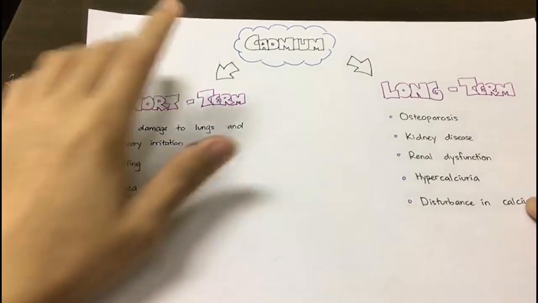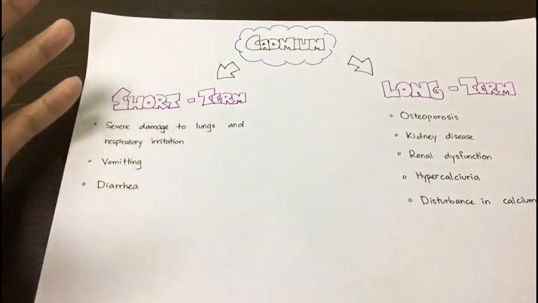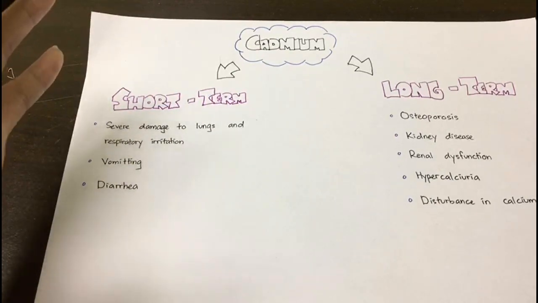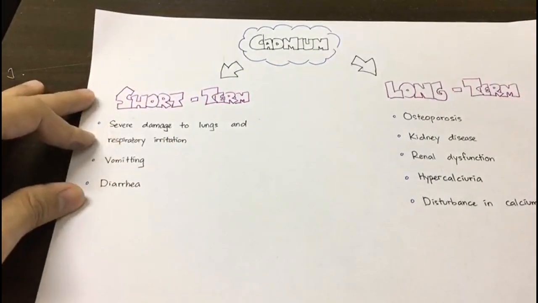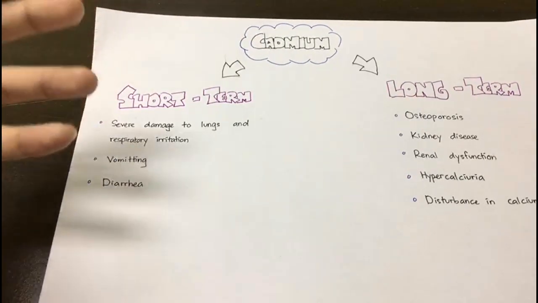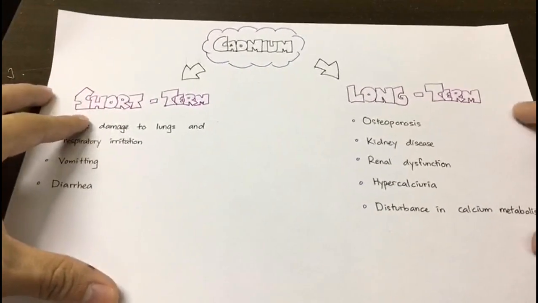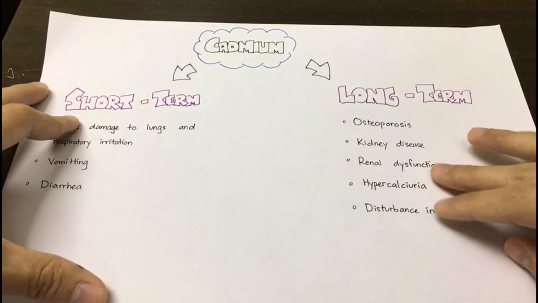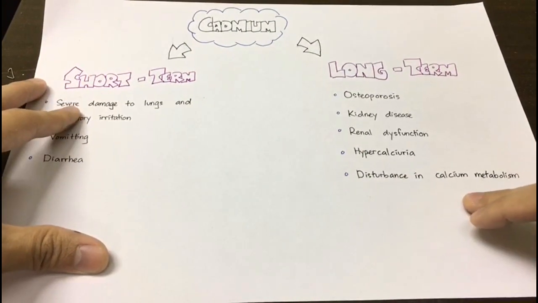Last but not least is cadmium. Cadmium is another carcinogen that can be found in coal and is highly toxic. When exposed to this metal, it can cause cancer and affect the cardiovascular, gastrointestinal, and neurological systems, and so on. For short-term exposure, it can cause severe damage to the lungs, respiratory irritation, and also vomiting and diarrhea. For long-term effects, it can cause osteoporosis, kidney disease, renal dysfunction, hypercalciuria, and also disturbance in calcium metabolism.